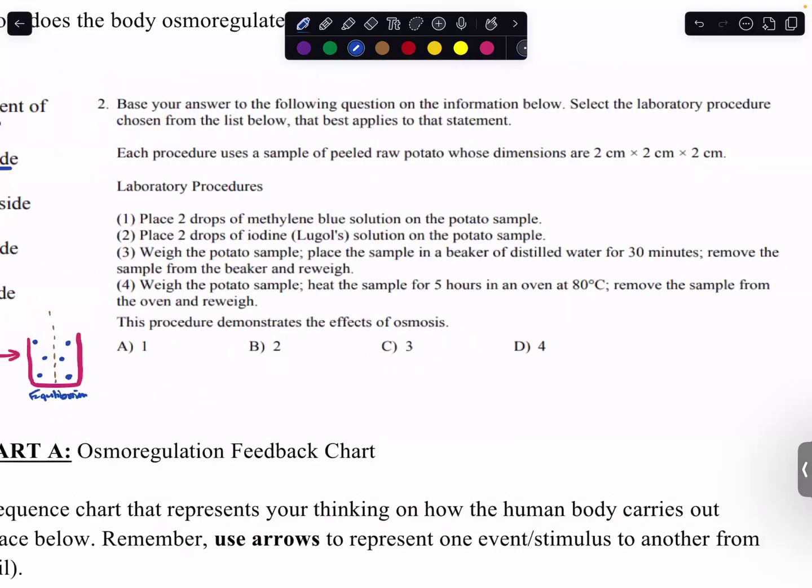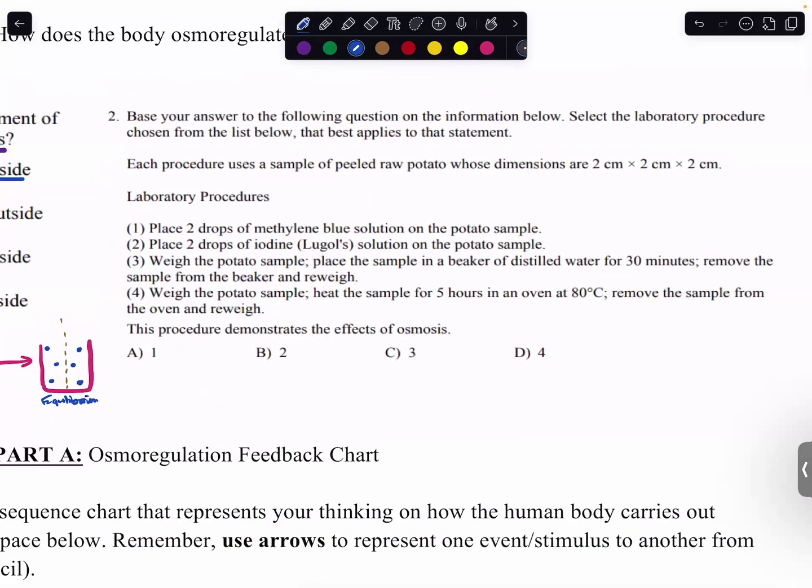Now, number 2 says, base your answer to the following question on the information below. Select the laboratory procedure chosen from the list below that best applies to that statement. Each procedure uses a sample of peeled raw potato whose dimensions are 2 centimeters by 2 centimeters by 2 centimeters. The laboratory procedures are as follows.